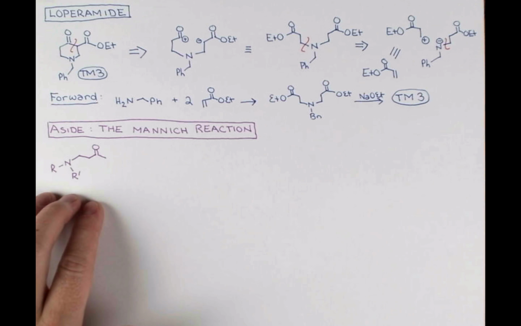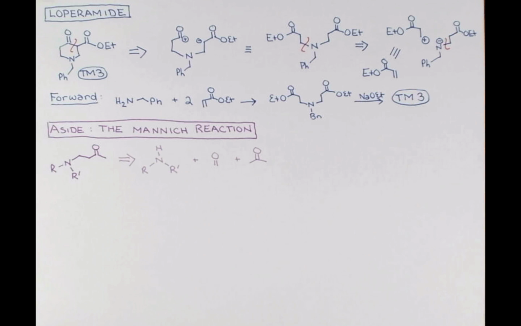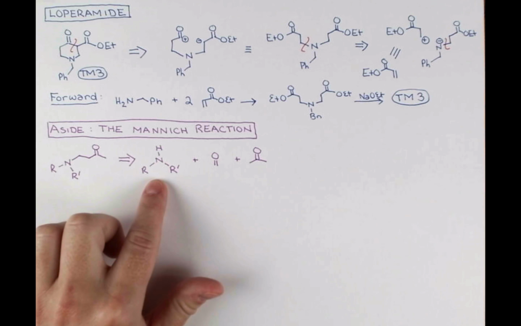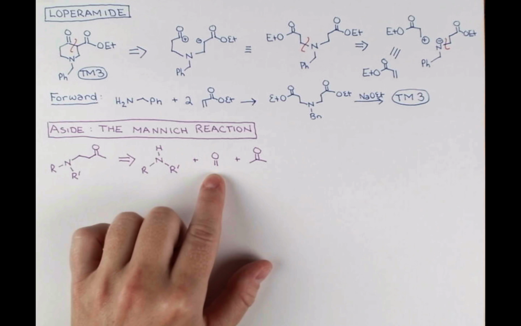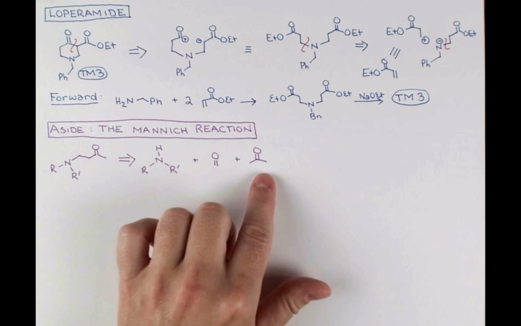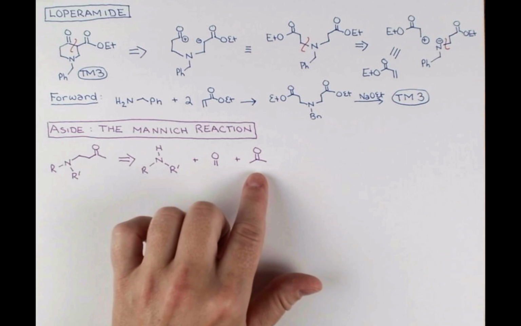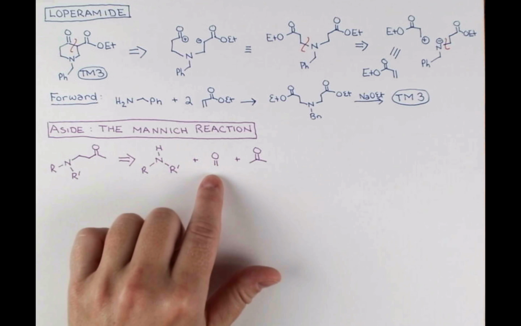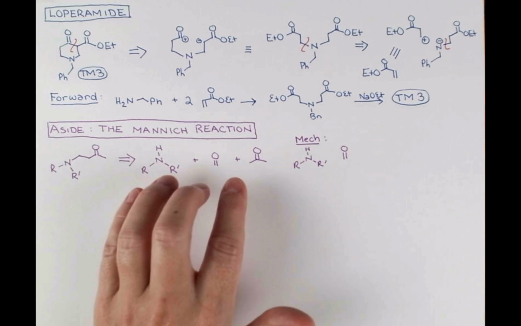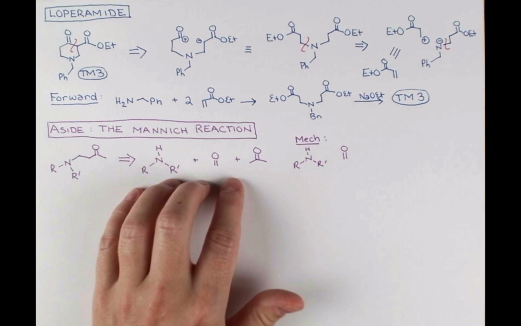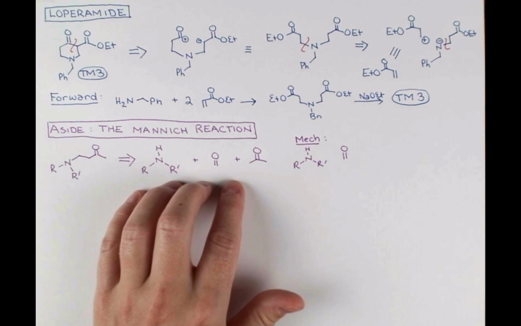This Mannich product comes from 3 starting materials. We have an amine, a secondary amine, a non-enolizable substrate here, and then an enolizable carbonyl compound as well. This partner is often formaldehyde. Let's do a little abbreviated mechanism to understand what's going on here. So these 3 components are going to react in the presence of catalytic acid.